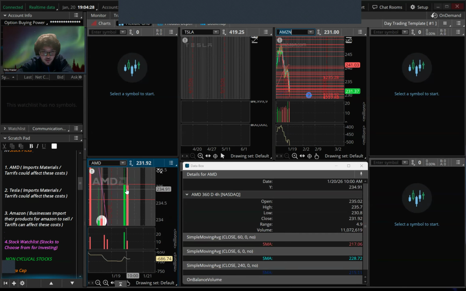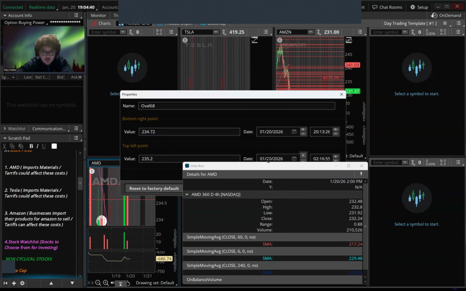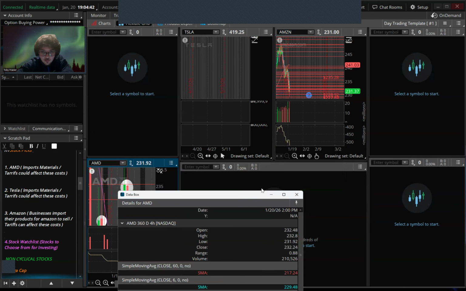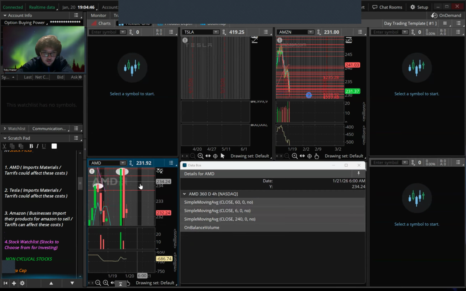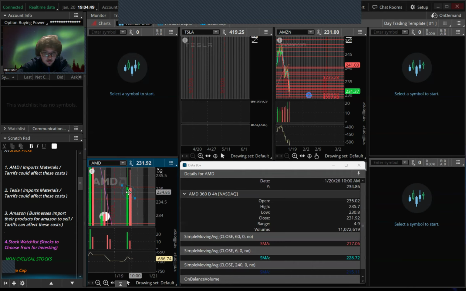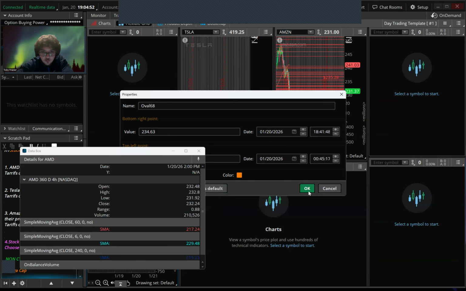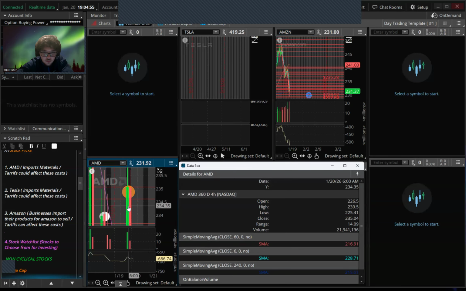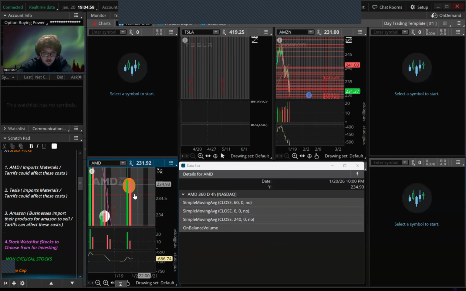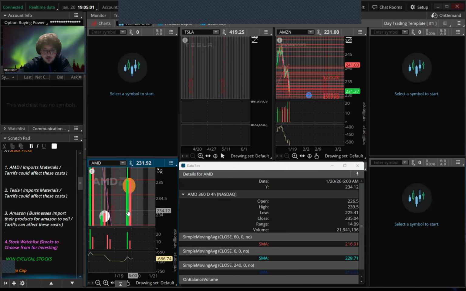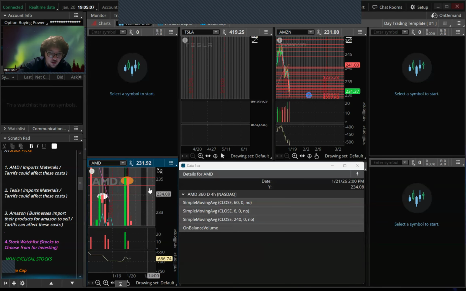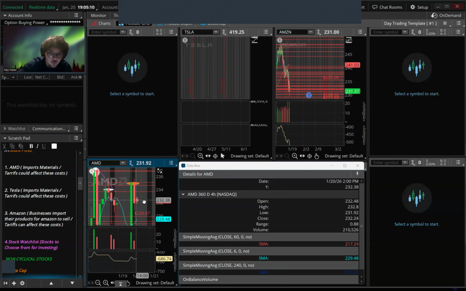So close here at 4 cents, open at 2 cents. So on this candle formation, we could get a higher high.